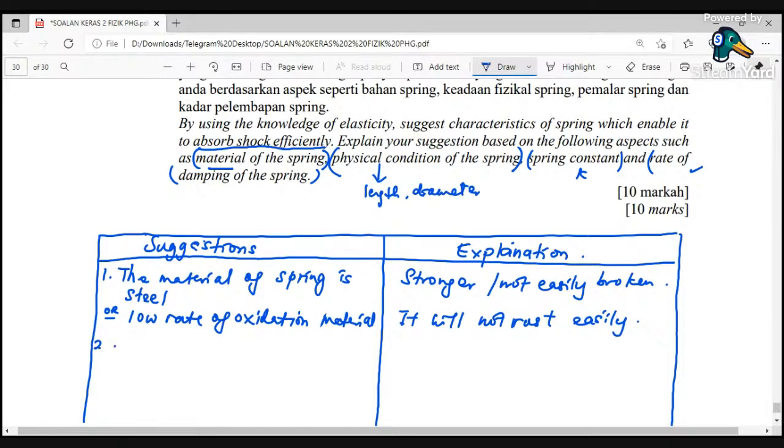Okay, second is about physical condition. So we talk about diameter.